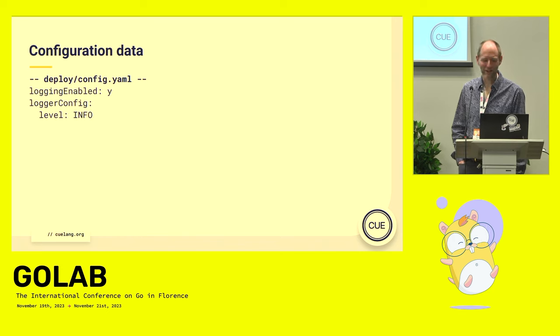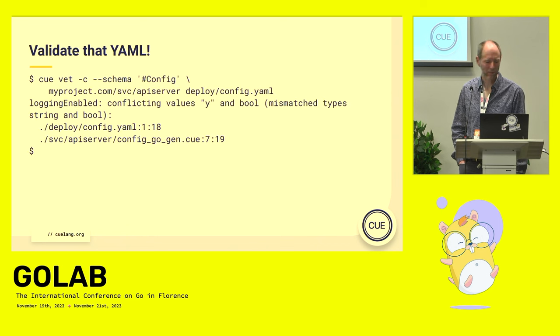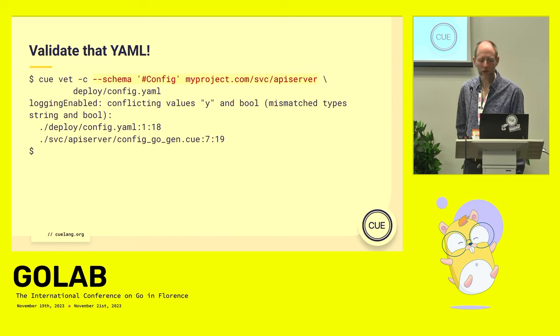Let's try using Q's validation properties to check it. So here we've got running the qvet command, which, like govet, is super useful for checking that your Q is well-formed. Not only does it check that your Q is syntactically okay, but it also evaluates the Q as much as it can and informs us of any issues. Here, we use the minus C flag to check that the Q is concrete, that is, in a form suitable for converting to JSON or YAML. And we ask it to validate using the Q we generated earlier as a schema to check the YAML against.